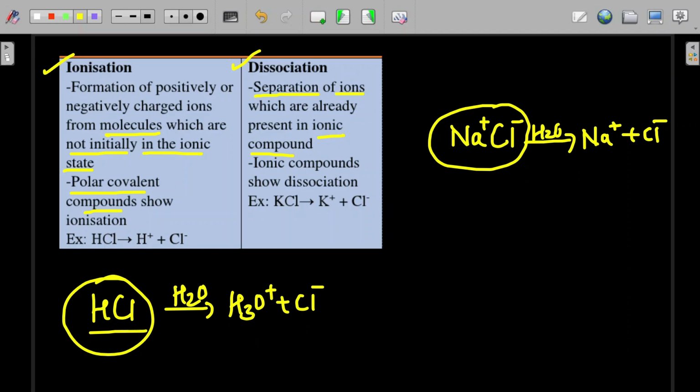Therefore, the word molecules you will use only for covalent compounds. Do not use the word molecules for ionic compounds. Ionic compounds do not exist as molecules. Molecules only for covalent.